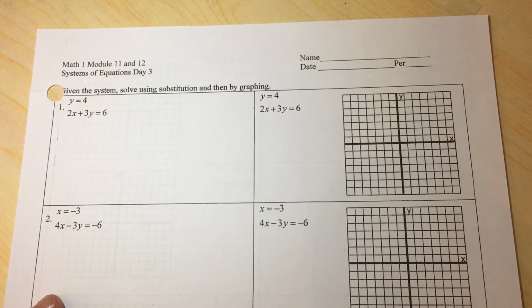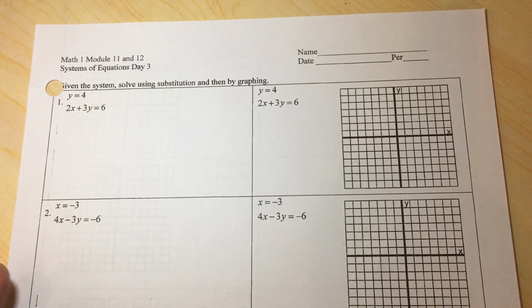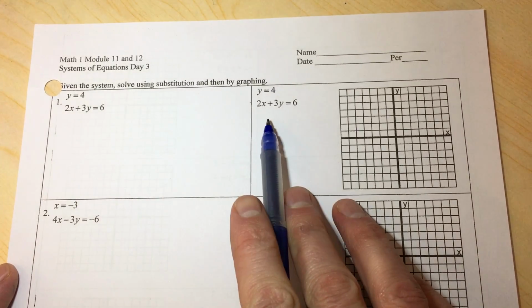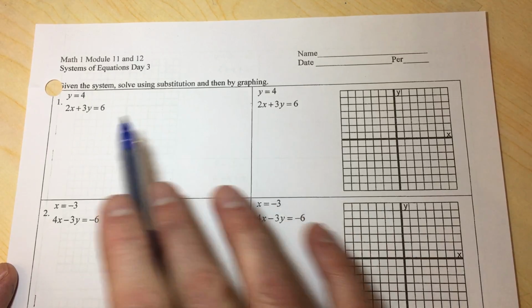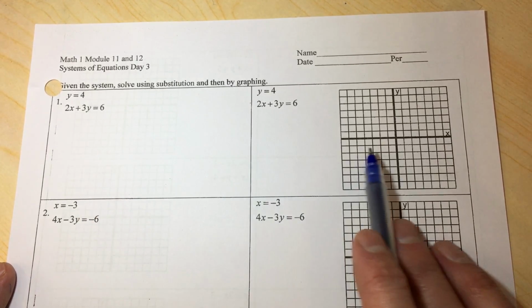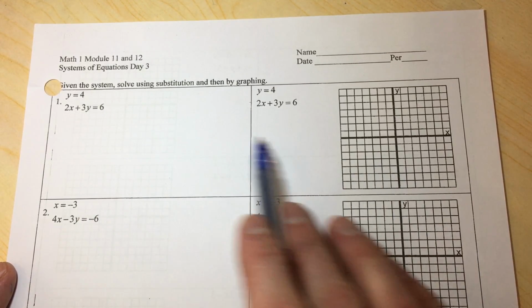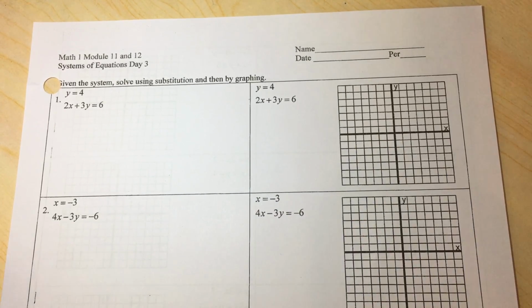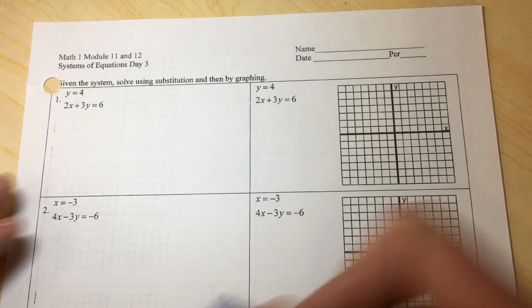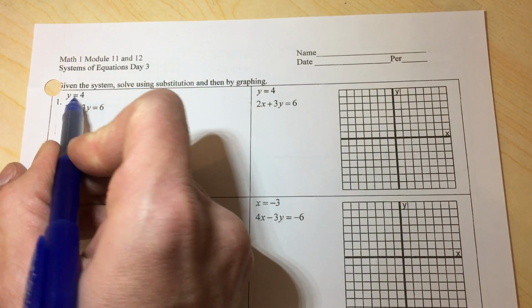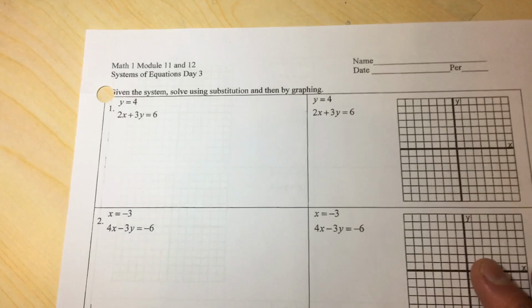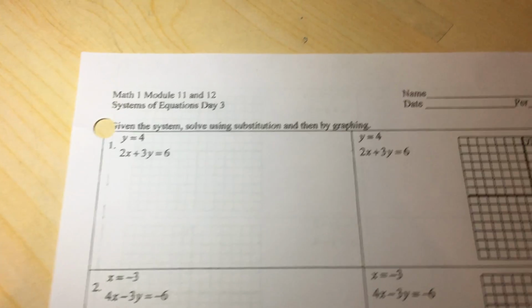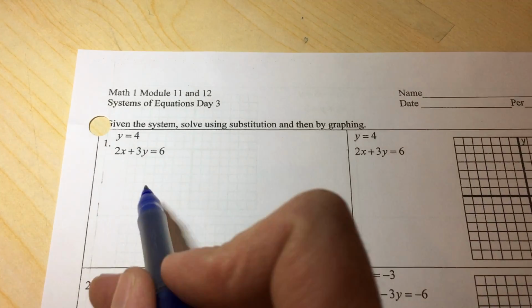It's day 3. We're solving equations by substituting and graphing. You'll notice on our sheet, it's the same equations twice, and we're gonna graph them as well. So we're gonna solve it by substitution and then graphing. Substitution means taking something out and then putting something else in, right? In this first one, we're gonna end up substituting 4 in for y in the second equation.